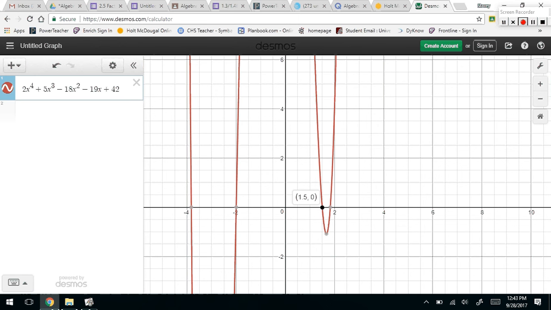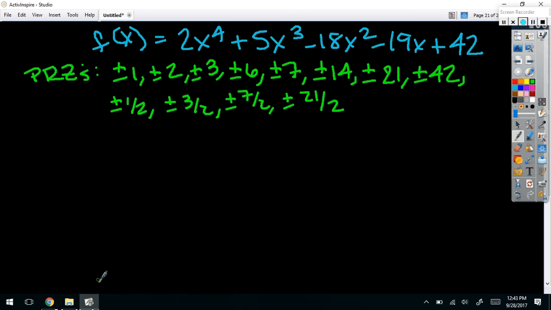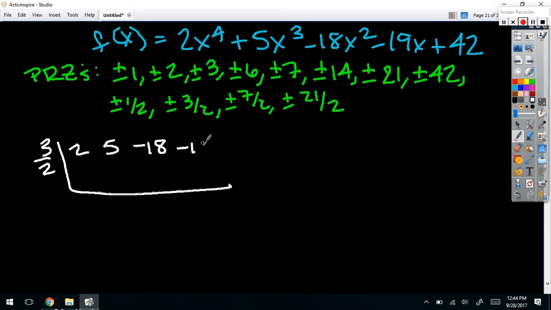Okay, so I'm going to try 1.5 first, which is 3/2, right? Same sign on the zeros, opposite sign on the factors. So I'm going to do synthetic division with 3/2 on 2, 5. Remember your placeholders here, okay? I don't need them for this, but that will kill you here. 3/2 times 2 is 3. 3/2 times 8 is what? 12?